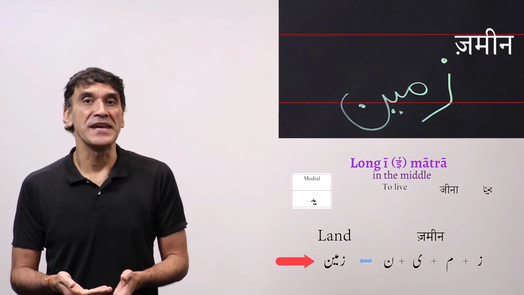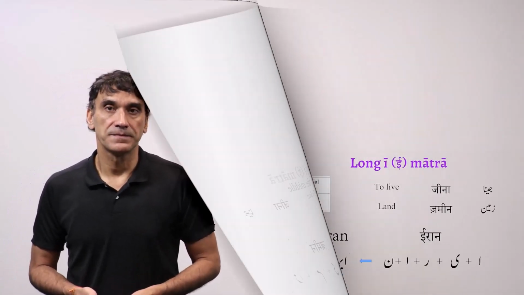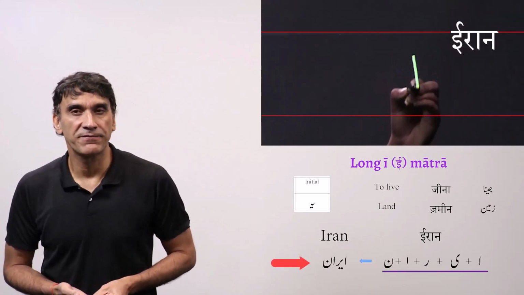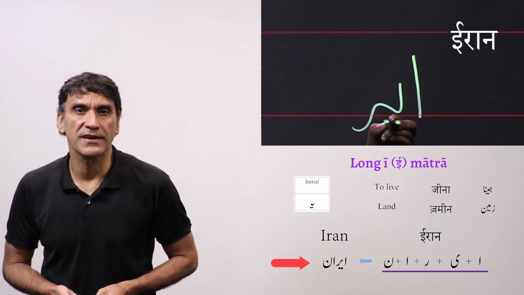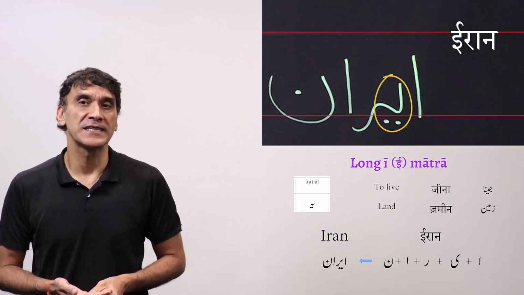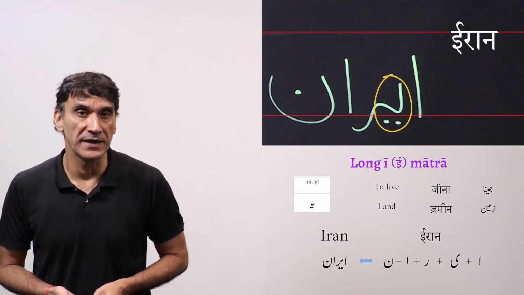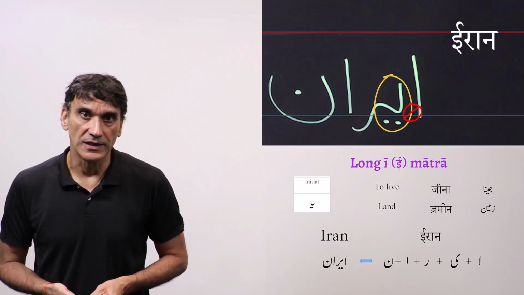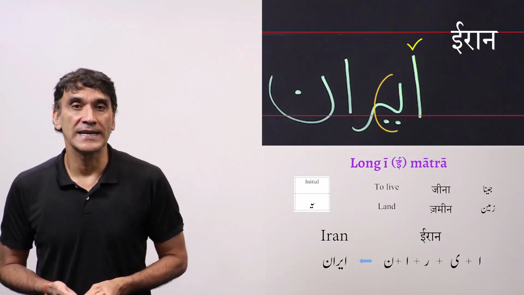Zē, Mī, Na, Zameen. Third word is Iran, the country of Iran. The spelling is Alif plus Choti Ye plus Re plus Alif plus Noon. Here too, Choti Ye is in the middle but behaves as if it is in the beginning because the letter preceding it is non-connector Alif.